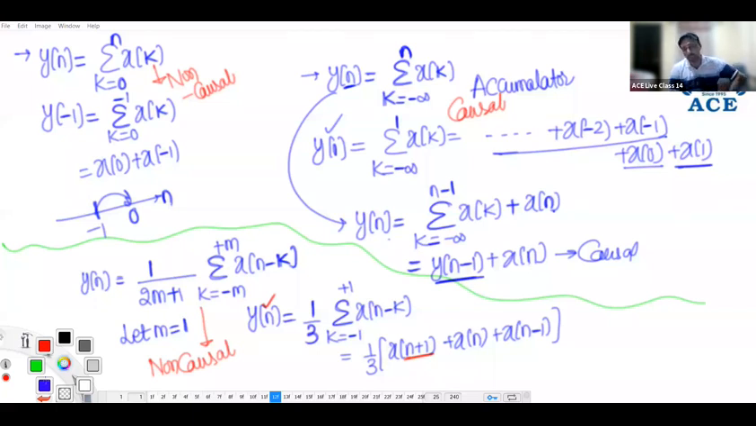What is the need of this build-up? This expression is called the moving average system. The samples are moving one by one, n plus 1, n minus 1. As we selected 3 samples, average is 1 by 3. Moving average system.